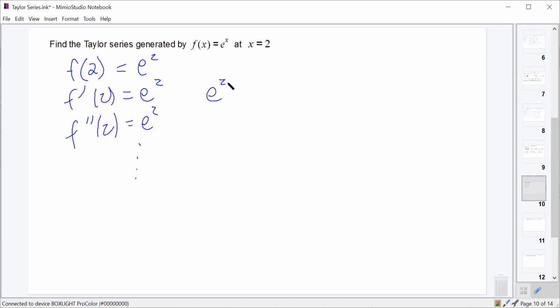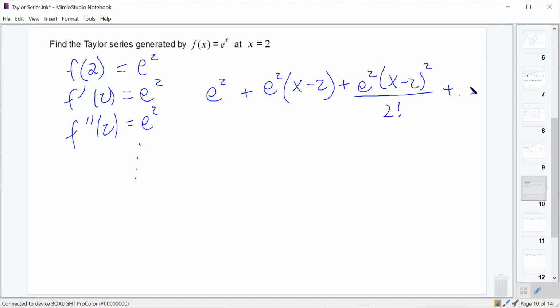Should be e squared x to the 0 over 0 factorial, or just e squared. Next term should be e squared times x minus 2 over 1 factorial. And then it should be e squared times x minus 2 squared over 2 factorial. And e squared times x minus 2 to the 3rd over 3 factorial, and so on.